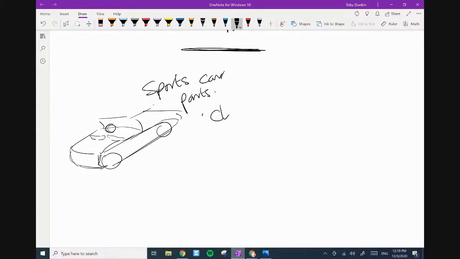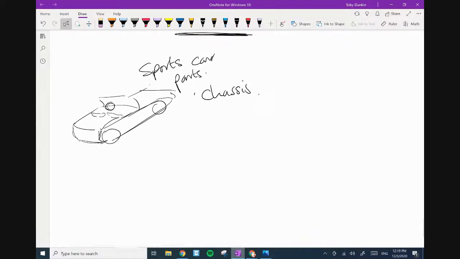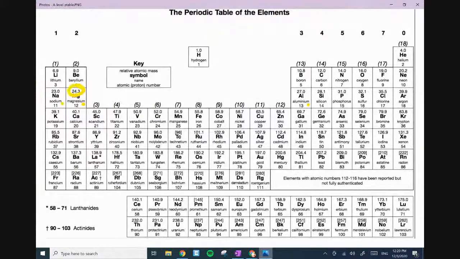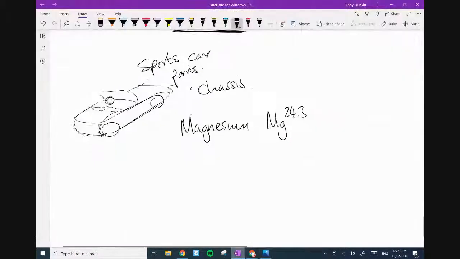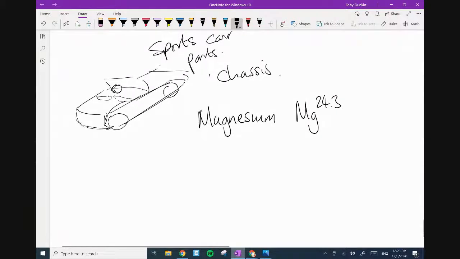Sports car parts. Things like chassis. Now, they want to use something lightweight. Magnesium is a great choice. Magnesium has an atomic mass of 24.3, I believe. There we go. 24.3. It's even lighter than aluminium. You can't use anything lower because that is the toughest metal we can get at that weight. Yeah. So they wanted to use magnesium, but the problem is there was an issue with magnesium.